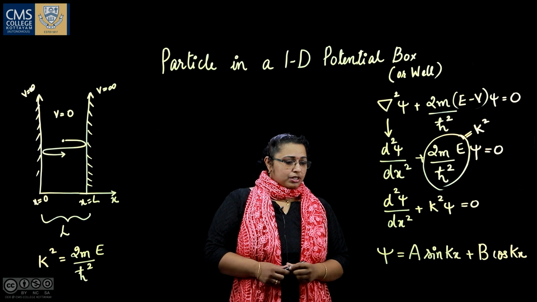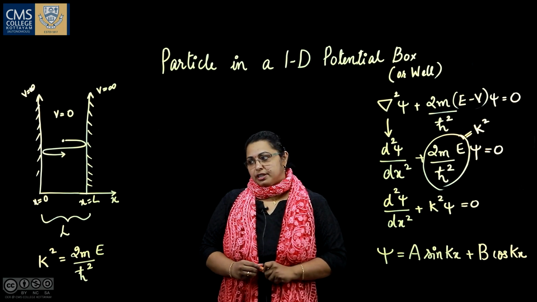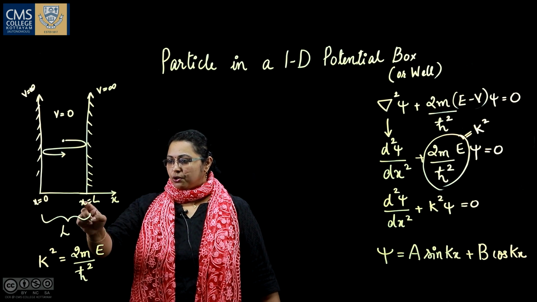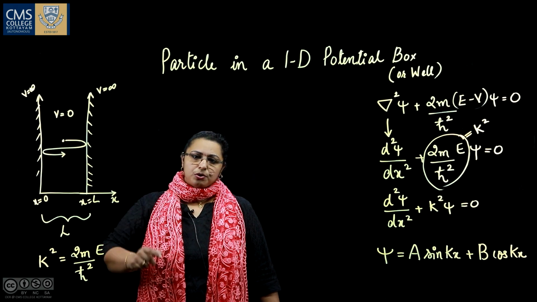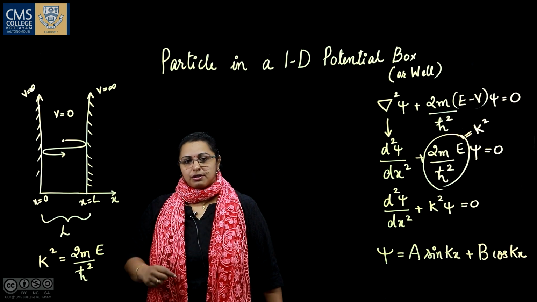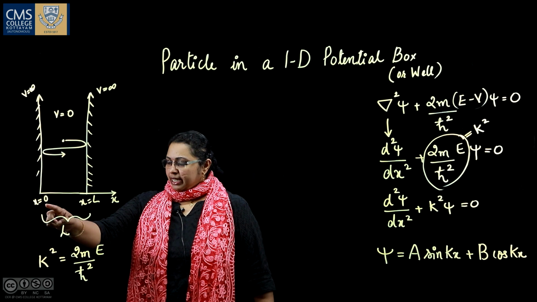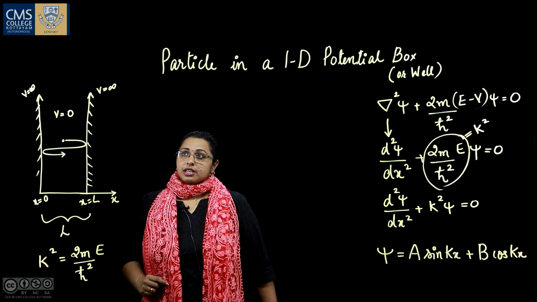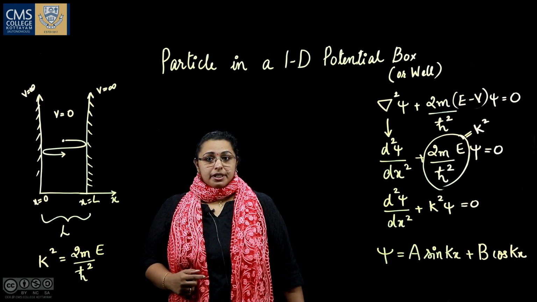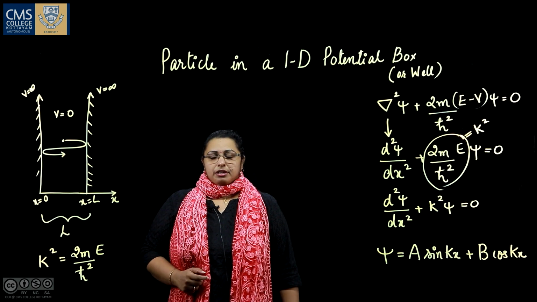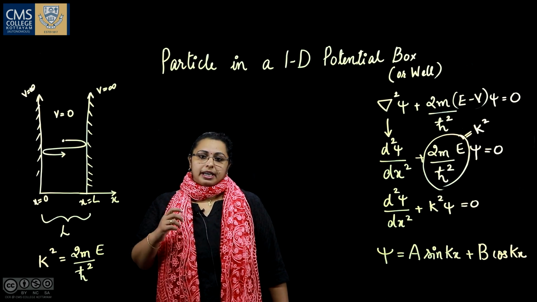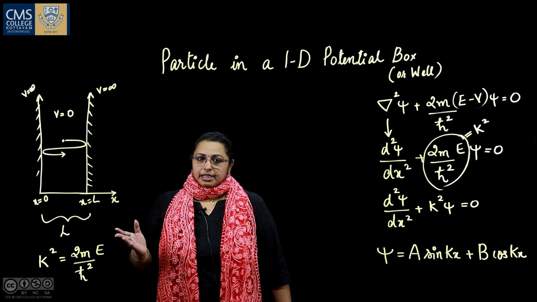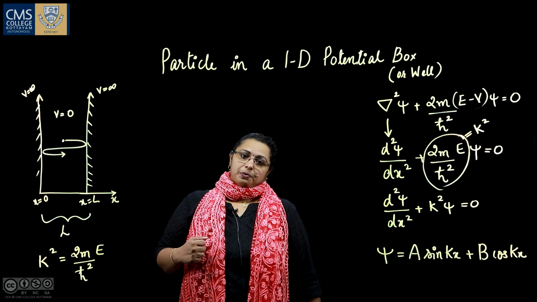Now, to solve this, we apply the boundary conditions. Now, what is the boundary condition? When you look at the well, you have x is equal to 0 and x is equal to L. These are the only two values of x which we know. At x is equal to 0, we know that potential V is equal to infinity, and also at x is equal to L, the potential V is equal to infinity. So whenever the potential V is infinity, the particle cannot be present there. That means if the particle is not there, automatically the value of psi will be equal to 0.